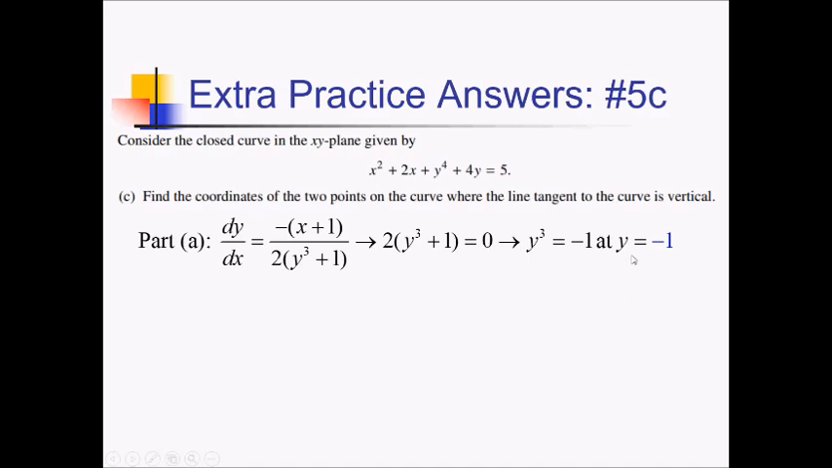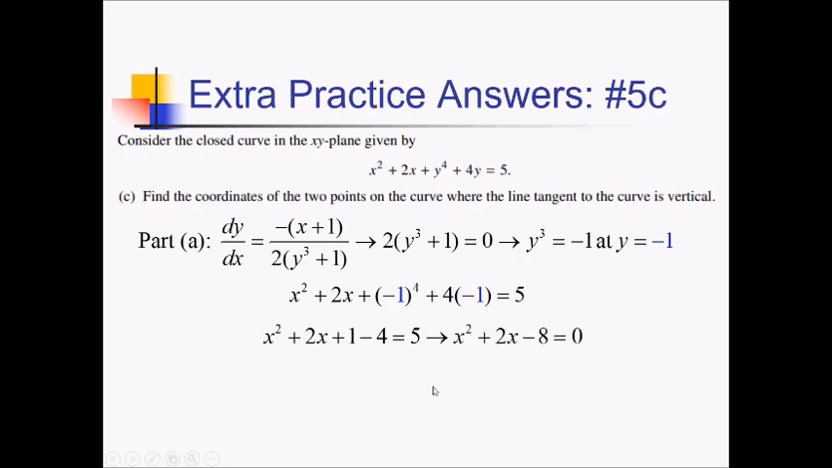How do I get the x values that go with that, though? Because this gives me the y value of my points, but not the x values. Well, for that, I go back to the original equation. So I'm going to have x squared plus 2x plus (-1) to the 4th plus 4 times -1 equals 5. And cleaning this up a little bit, this here is really just 1. This is -4. 1 minus 4 is -3. Let me move the 5 over here as well. So that's -8 on the left side and 0 on the right.